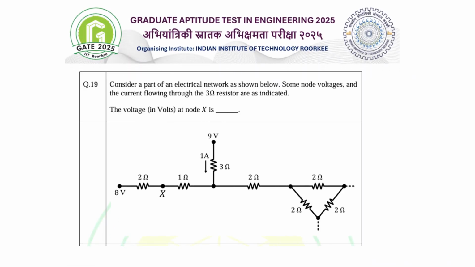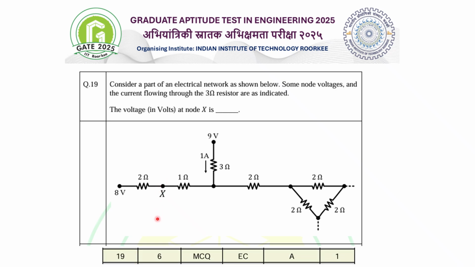Okay, now let's take another question. Consider a part of an electrical network as shown below. Some node voltages and the current flowing through the 3 ohm resistor are indicated here. Now they are asking to find out the voltage at the point X, right? So some network is given, and you have to find the voltage at this particular point. Nothing else. As per the answer key, your answer should be A, that is 20 by 3. Okay, so let's see the question.